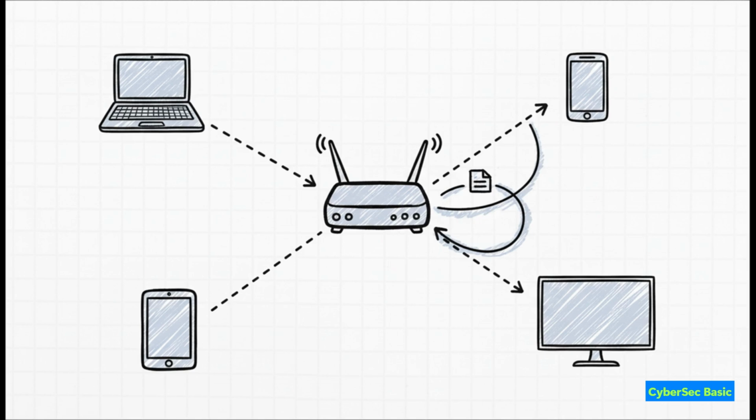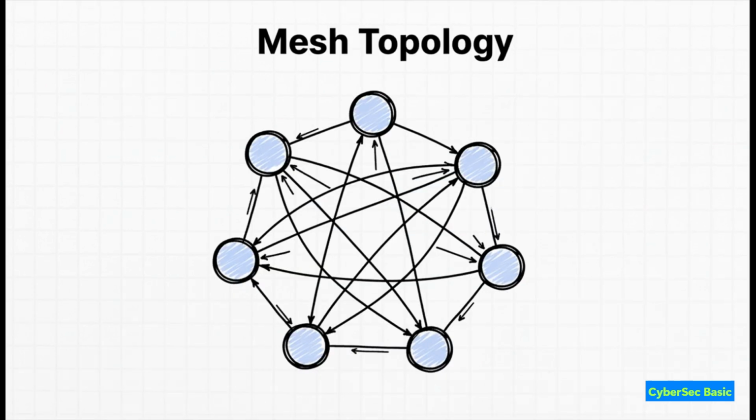But the trade-off is pretty obvious, right? That central hub is a massive single point of failure. If it goes down, the entire network is grounded. No flights in or out. So, what if you wanted a network with just ultimate reliability? One with no single point of failure whatsoever? Well, my friends, that is where the mesh topology comes in.